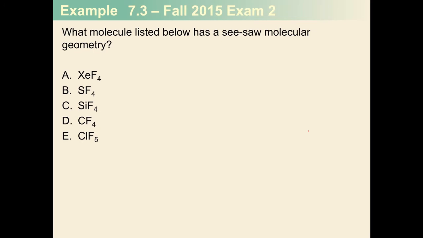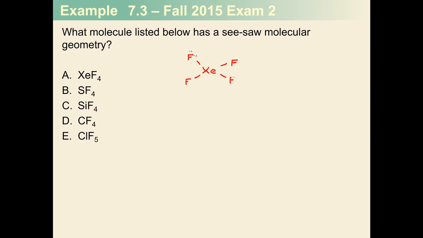So which of the following molecules has a seesaw molecular geometry? The first thing that we need to do is go and look through all of our possibilities. So let us go ahead and start with answer A. We have xenon with 4 fluorines. So let us go ahead and attach 4 fluorines. If we start with 4 fluorines, that is going to be 28 valence electrons. Then with xenon giving us 8 more, that is going to be a total of 36 valence electrons.